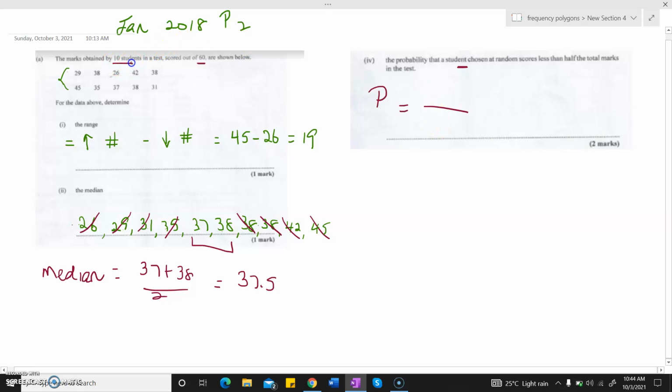We have 10 students in the class. That's the total students, so we put in that total at the bottom. Now the question is asking the probability that a student chosen at random scores less than half the total marks in the test. The total in the test was 60.